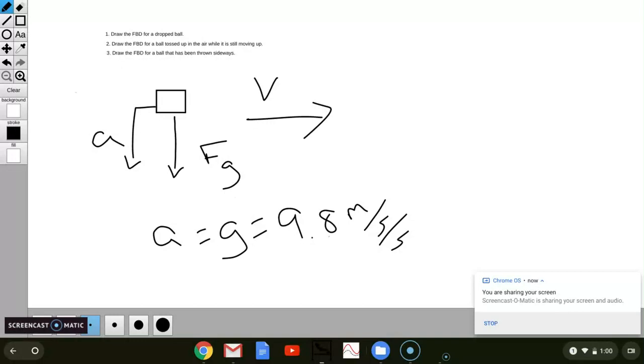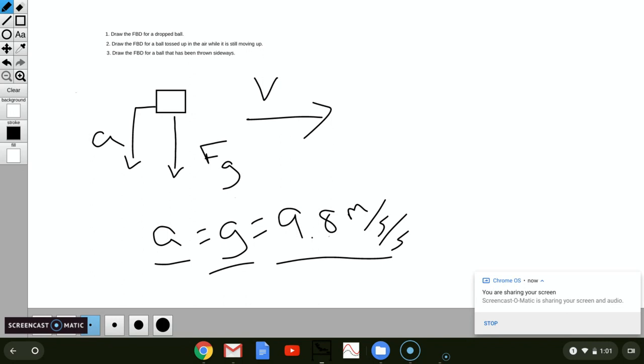All right, so the ball is moving horizontally at a constant velocity. There's no unbalanced force acting on the ball in the horizontal direction. So therefore the ball has to be moving at a constant velocity from side to side. However, in the vertical direction, it is accelerating down at the acceleration of gravity.